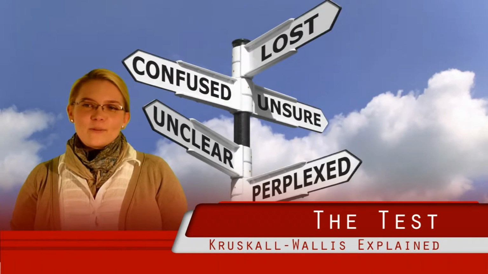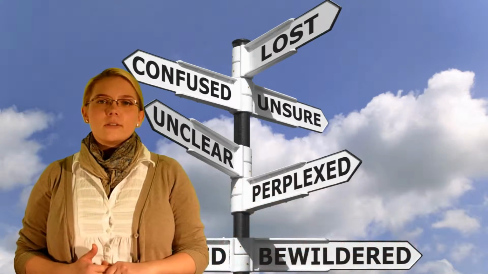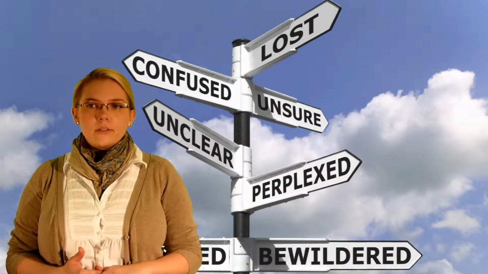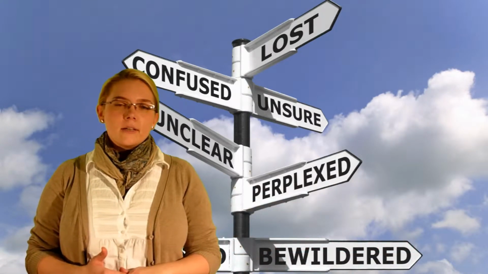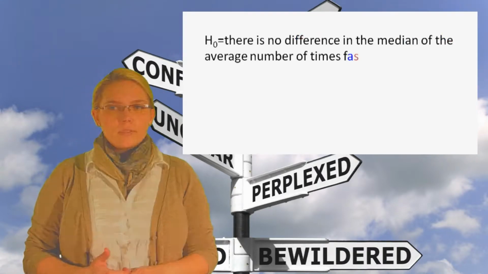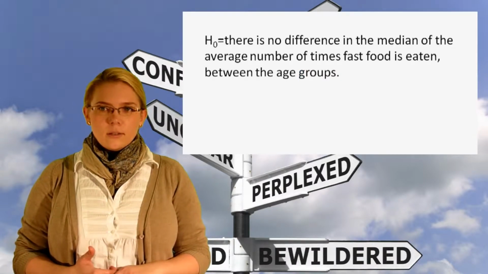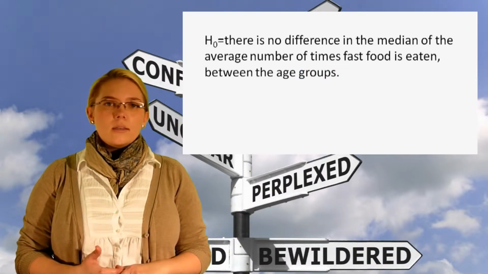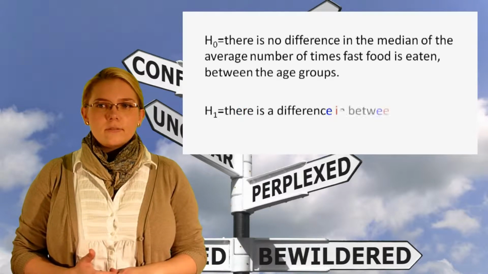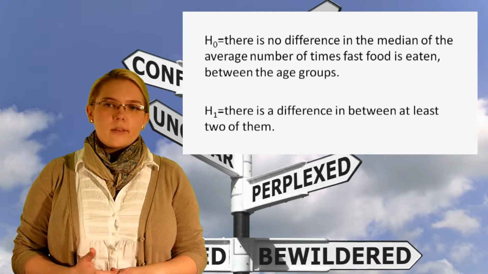As this data is nominal, we need to use a non-parametric test. And since there are more than 2 independent variables, we need to use the Kruskal-Wallis test. The null hypothesis for this test is that there is no difference in the median of the average number of times fast food is eaten between the age groups, and the alternative hypothesis for this test is that there is a difference between at least 2 of them.